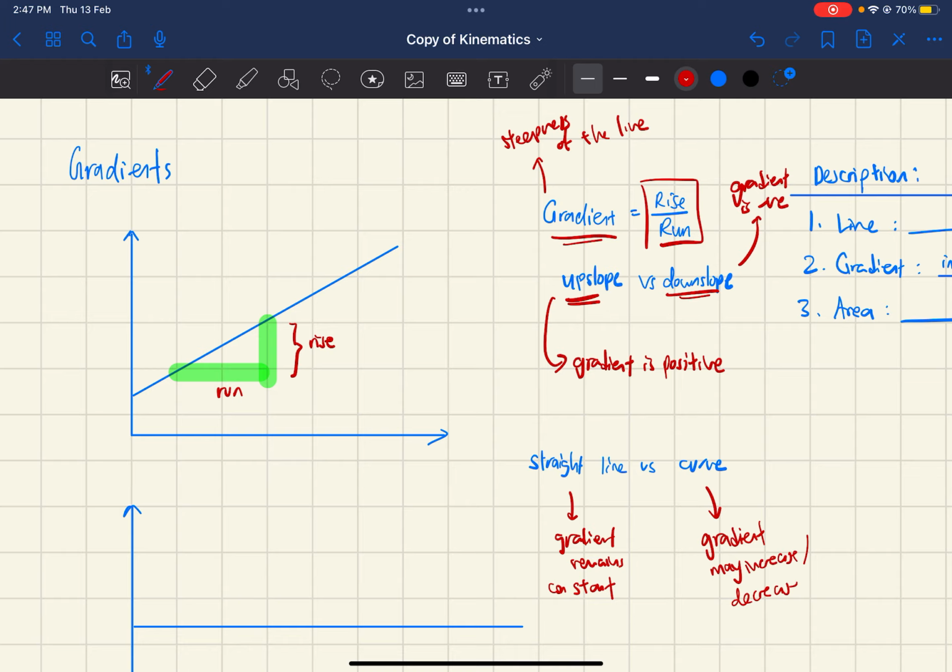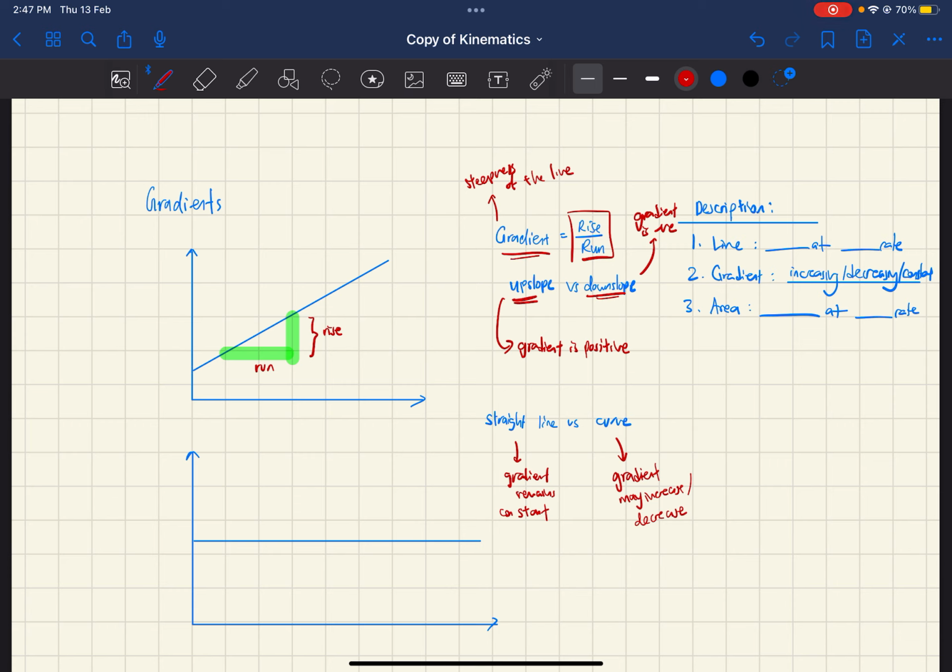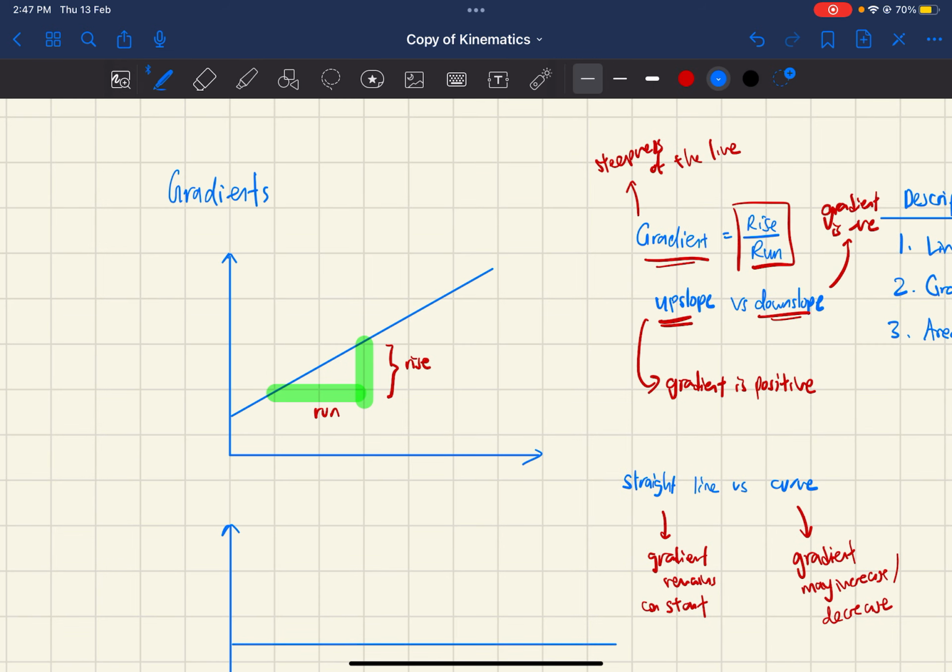This portion over here is important because you need to know how to describe your line, your gradient, as well as your area under the graph. When you're describing your line and your area, you need to talk about the rate as well. You need to know the rate of increase or the rate of decrease. For your gradient, all you need to say is your gradient is either increasing, decreasing, constant, or 0. For this first graph, your gradient is constant because it is a straight line, and your gradient is positive.